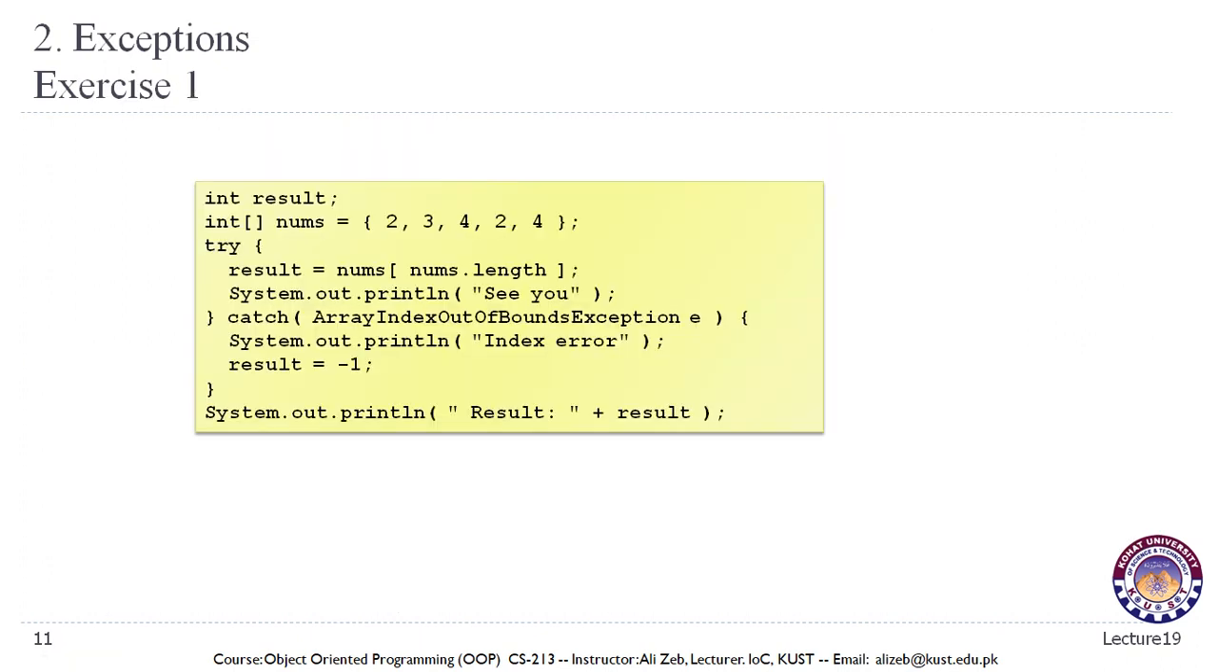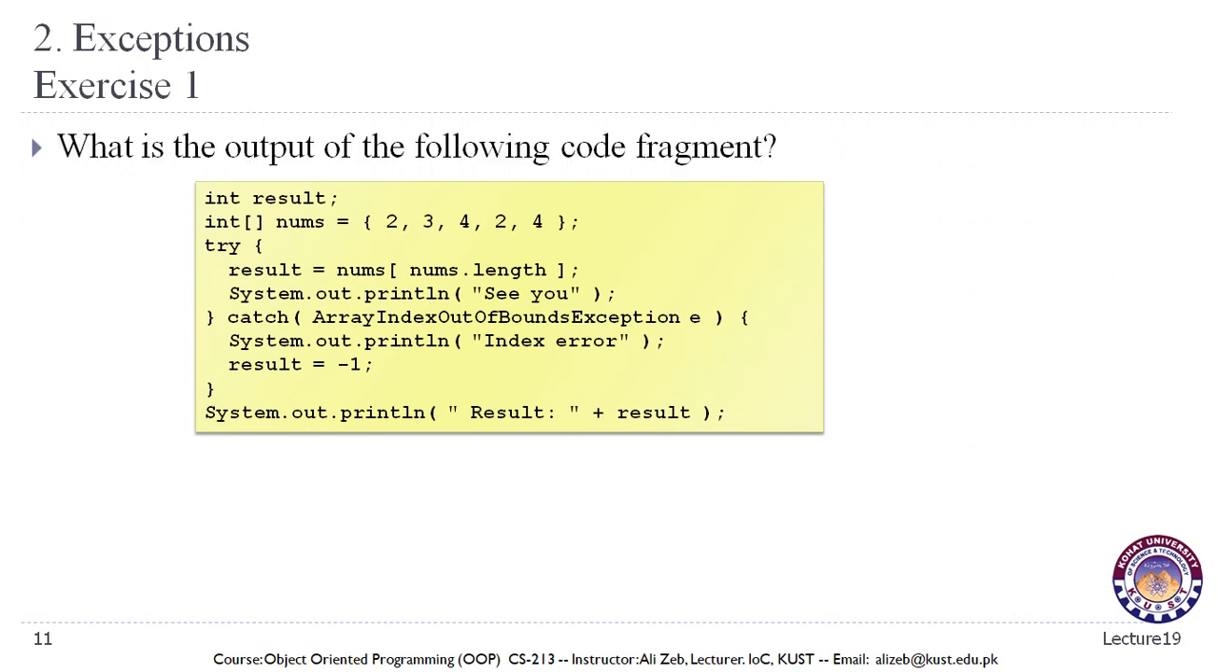Now you can look at this example exercise and try to find the output for this code fragment. There is an array, then there is code trying to assign the length of that array to a number, and there is an exception handler. So you can try this code and try to find what output you will get.